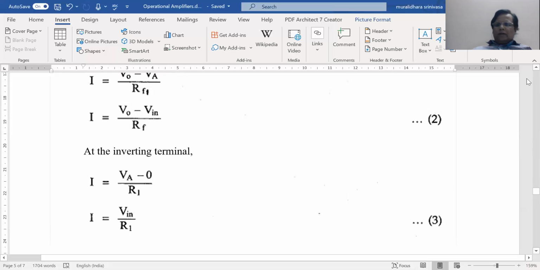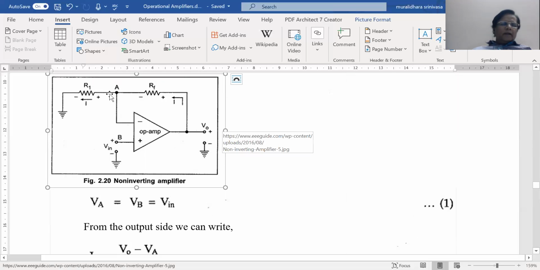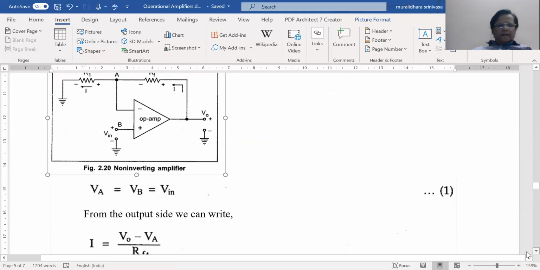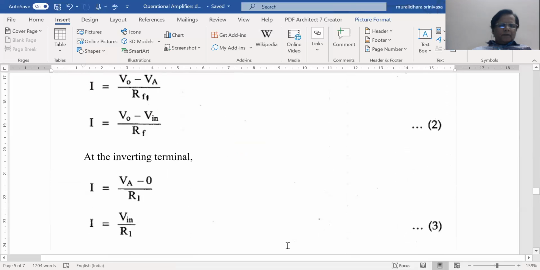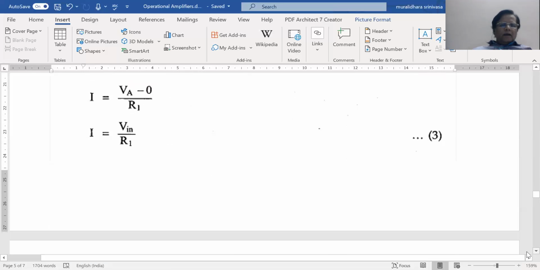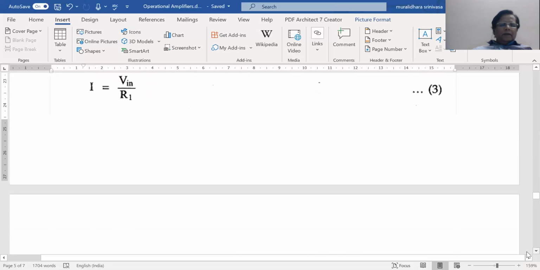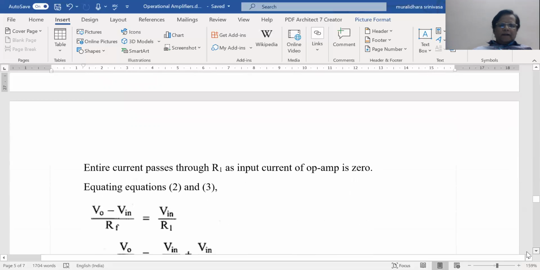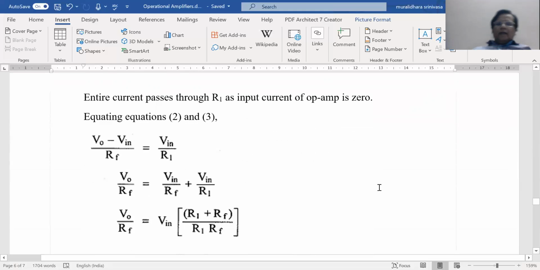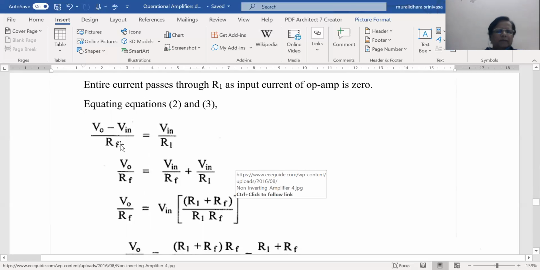Looking at the inverting terminal, now at the inverting terminal (VA minus 0) by R1 should be the current, and these two currents are equal. (VA minus 0) by Rin. So therefore, Vin by R1. Vin by R1, what happens? The entire current now passes through as the input current, as the current consumed by the op amp is 0. So equating these two terminals, (V0 minus Vin) by RF is equal to Vin by R1.